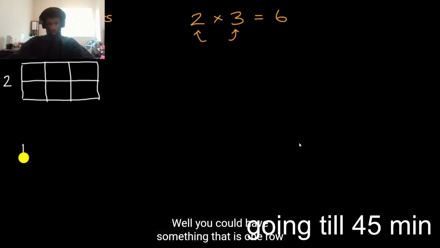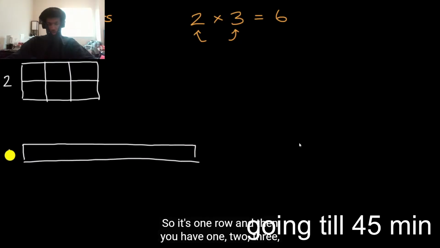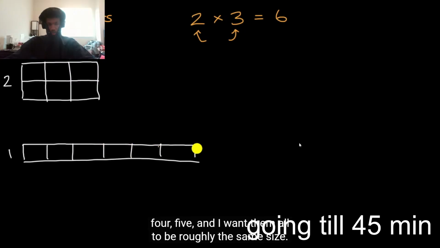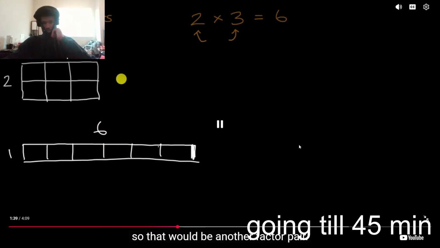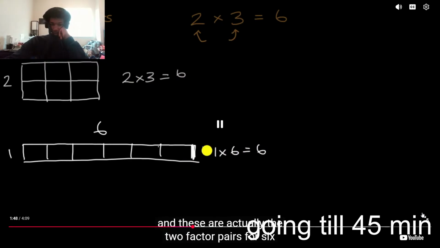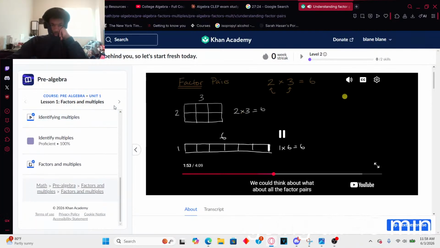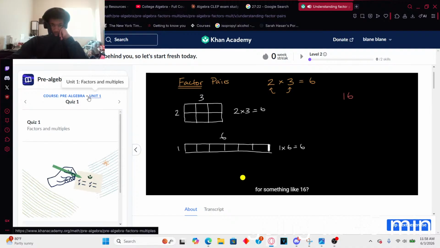Now, what are other ways to get to an area of 6? Well, you could have something that is 1 row, but then it has 6 columns. So maybe it looks something like this. So it's 1 row, and then you have 1, 2, 3, 4, 5, 6, and I want them all to be roughly the same size. So 1 times 6 would be also an area of 6. So that would be another factor pair. We know that 2 times 3 is equal to 6, and we know that 1 times 6 is equal to 6. And these are actually the 2 factor pairs for 6. And we can do it with larger numbers. We could think about, what about all the factor pairs for something like 16? Pause this video.